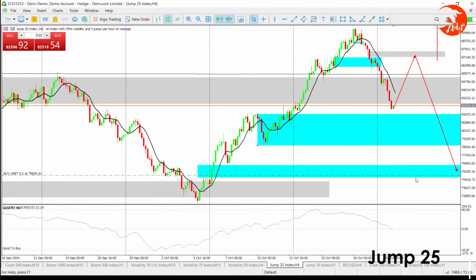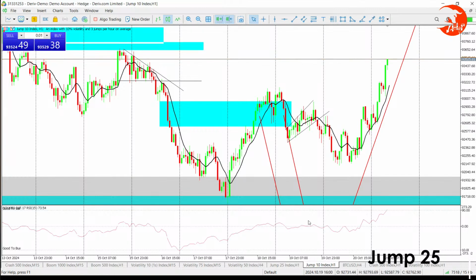as H4 confirms the low, the creation of the new low there. So if this candle closes as a buy, then the low has been confirmed that it is done being created. All right, so that is jump 25. Now let's head over to jump 10, which is our last asset today.